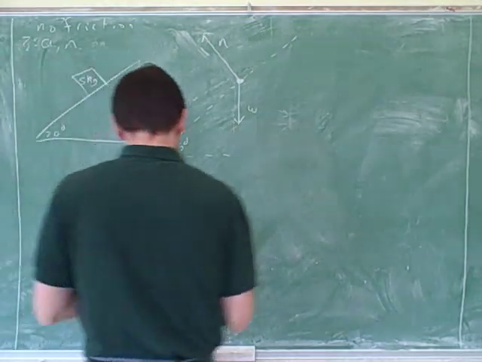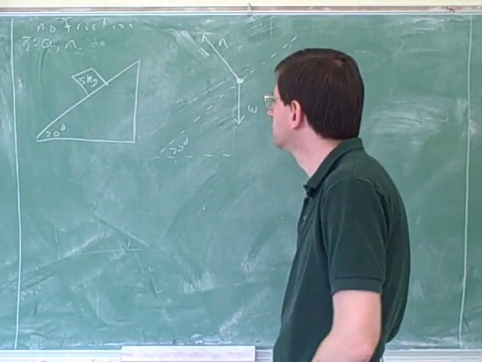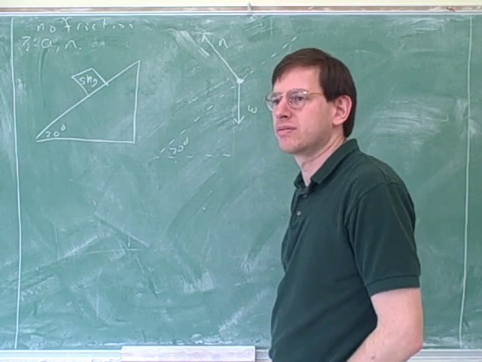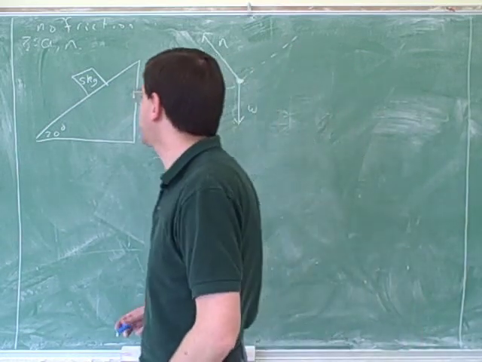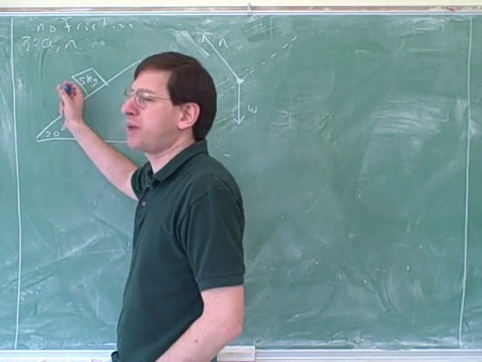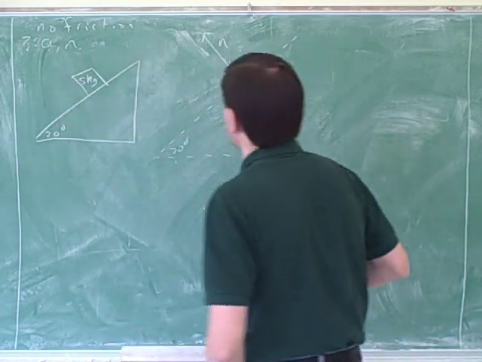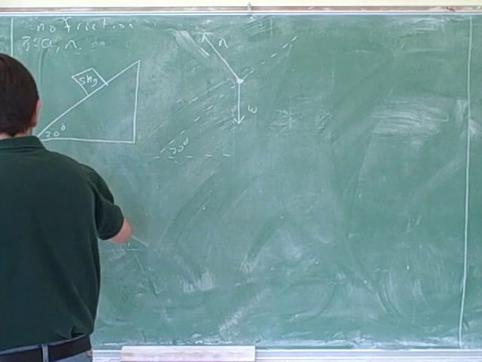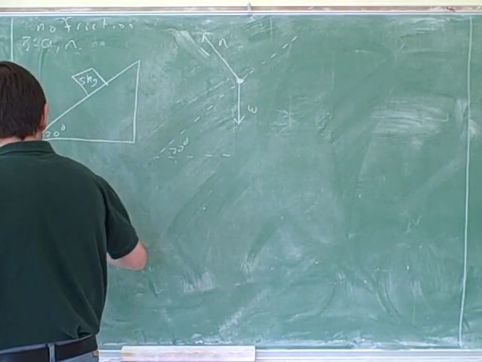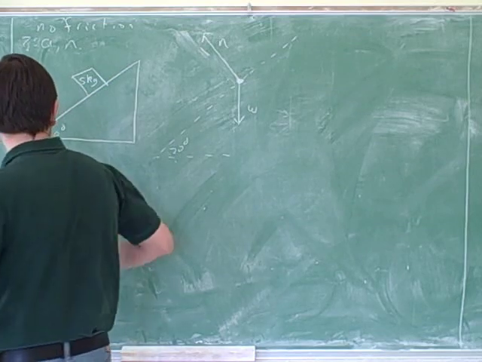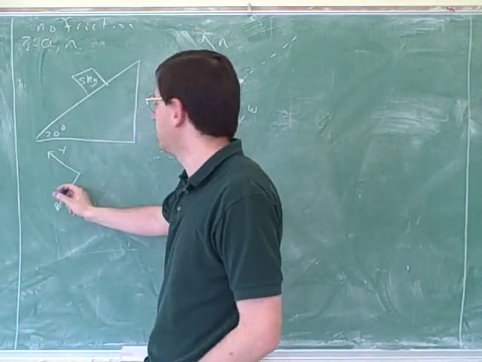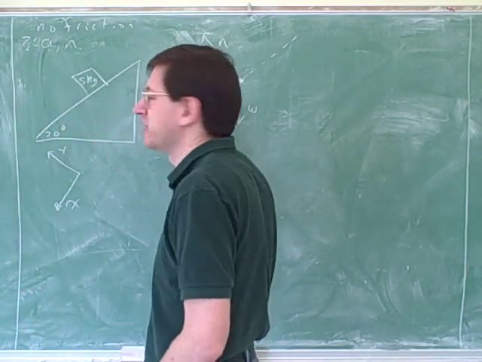So we need to establish our x and y axes. Should we use horizontal and vertical axes? No. We want to use tilted axes, and we want the x-axis to be parallel to the surface. So I can draw an x-axis here. It's parallel to the surface, and we have to choose our positive directions. Well, probably it'll be convenient here to choose down as the positive direction, since the object is going to be moving down.